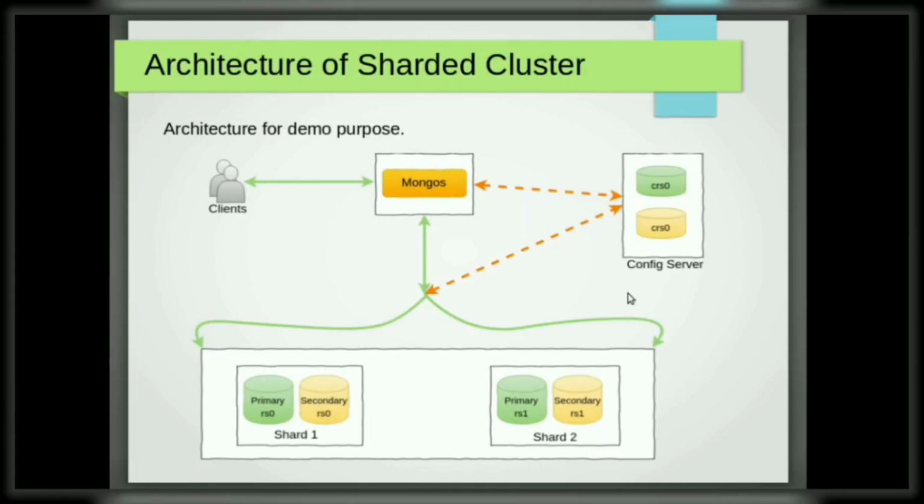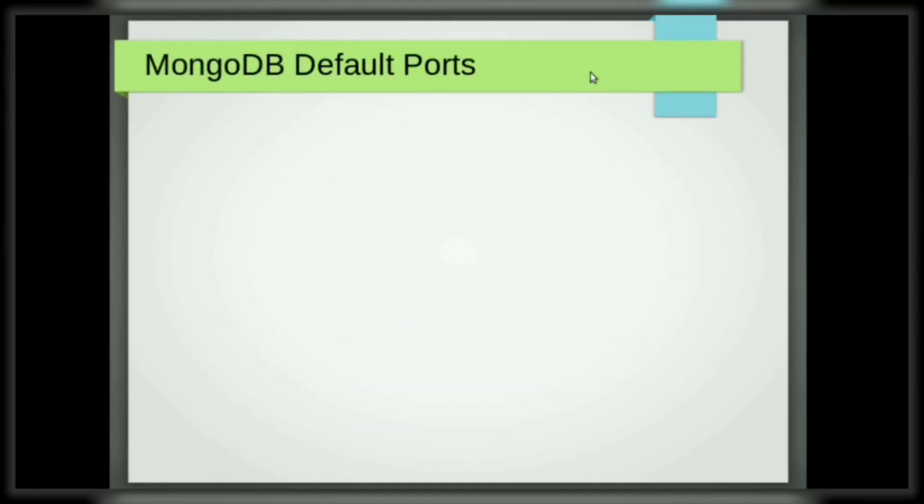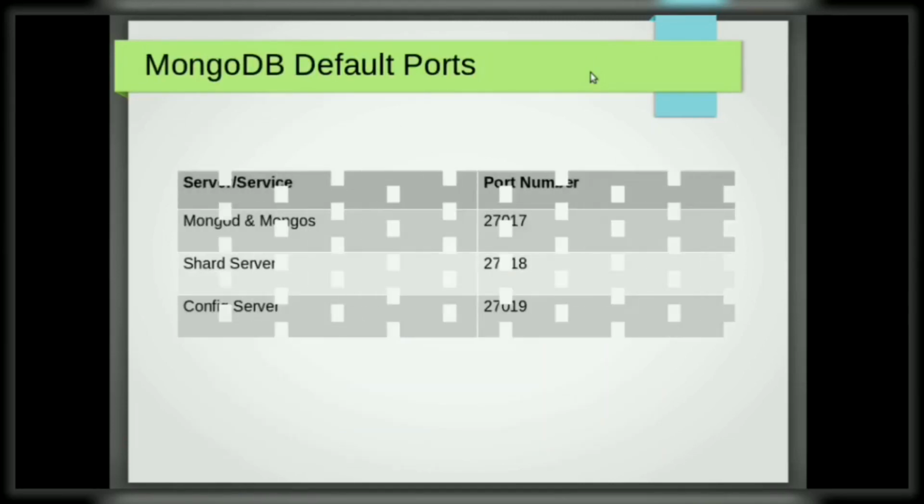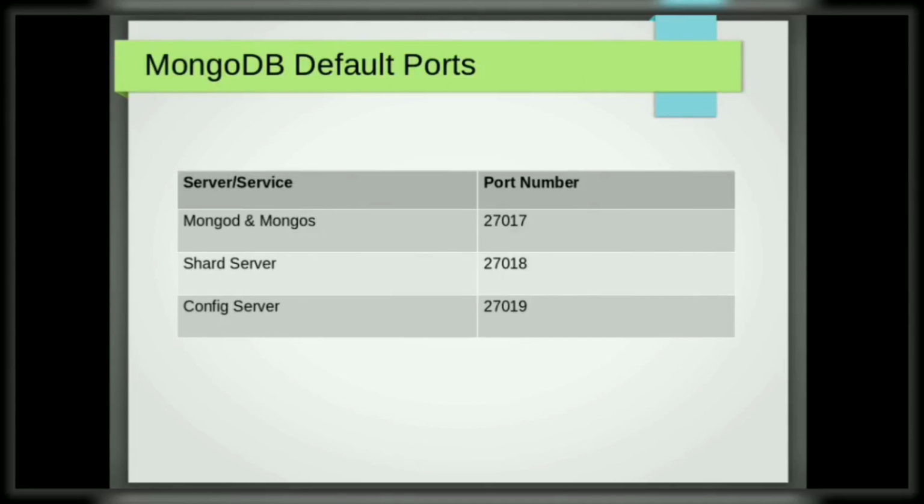To implement the same architecture on our AWS cloud, we would require 7 separate instances: 1 for Mongos, which is our query router, 2 for our config servers and 4 for our shards. Before moving to our practical session on AWS cloud, let's take a look at the MongoDB default ports. MongoDB uses port 27017 for both MongoDB and Mongos services, 27018 for shard servers and 27019 for config servers.